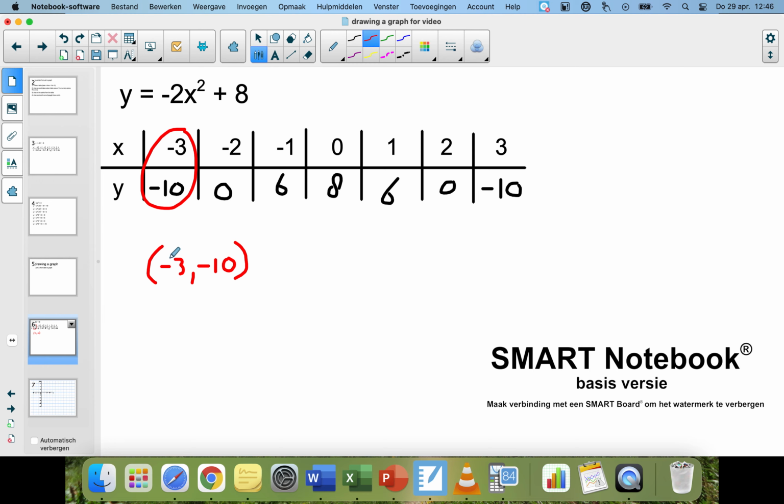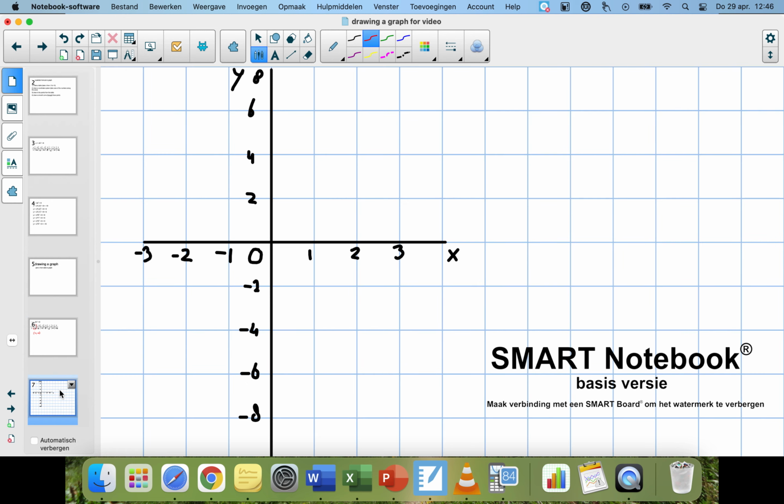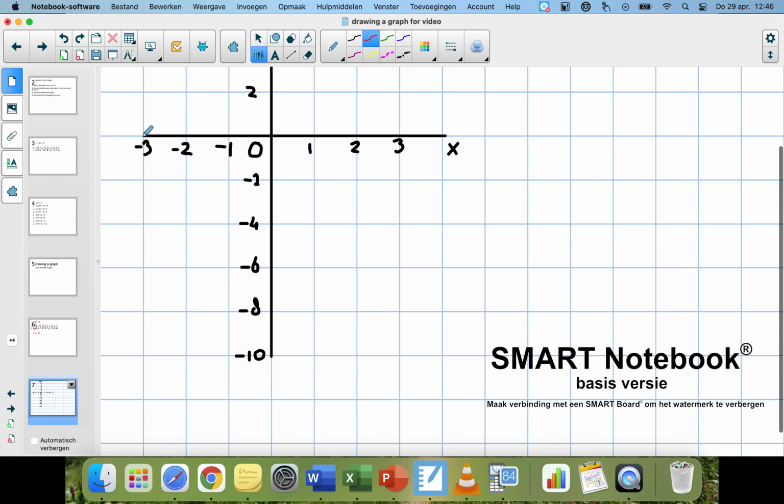and we need to be able to find the coordinates. So x is minus 3, y is minus 10. So x is minus 3, so we go to minus 3. But then we also have to go y is minus 10, so all the way down to minus 10. And that's our point. Make sure that you actually show that this is the point you draw.